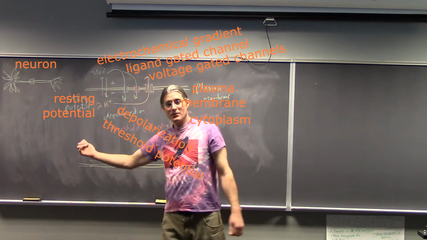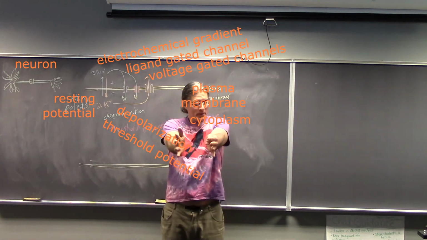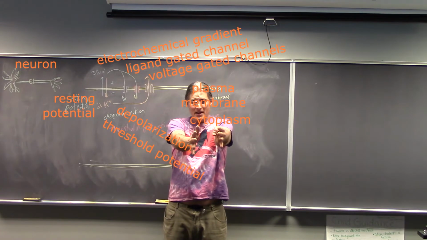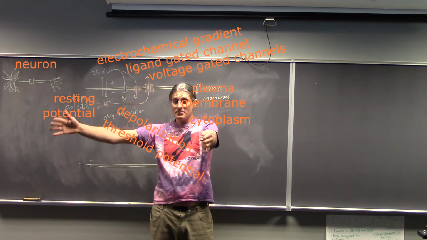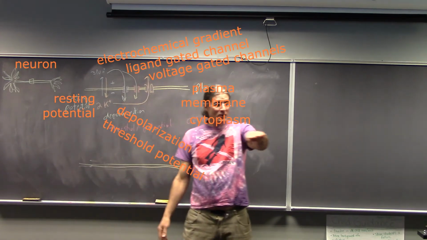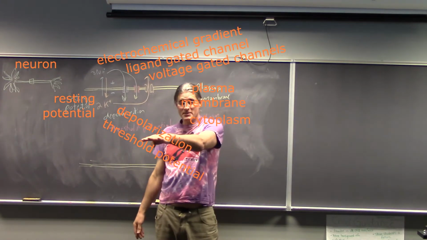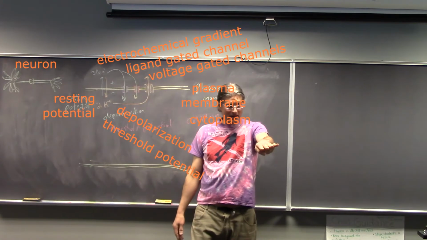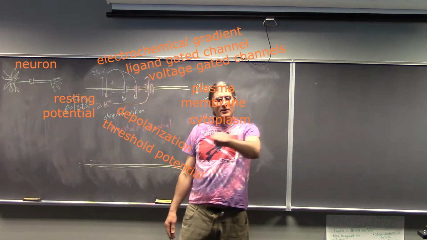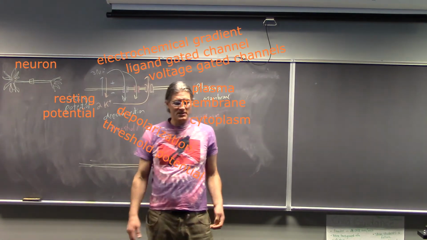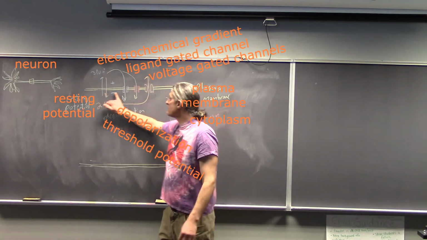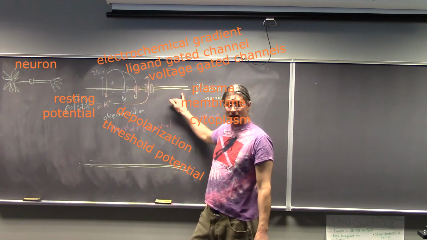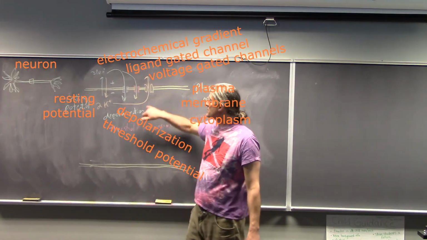You can't go backwards. If you have the opening, letting sodium come in here, that can't go backwards until you reestablish the resting potential, but that takes time. So that can only go in one direction. And the same thing with the potassium going out, followed behind by the reestablishment of the resting potential. So the result is this wave of depolarization and then ultimately repolarization.